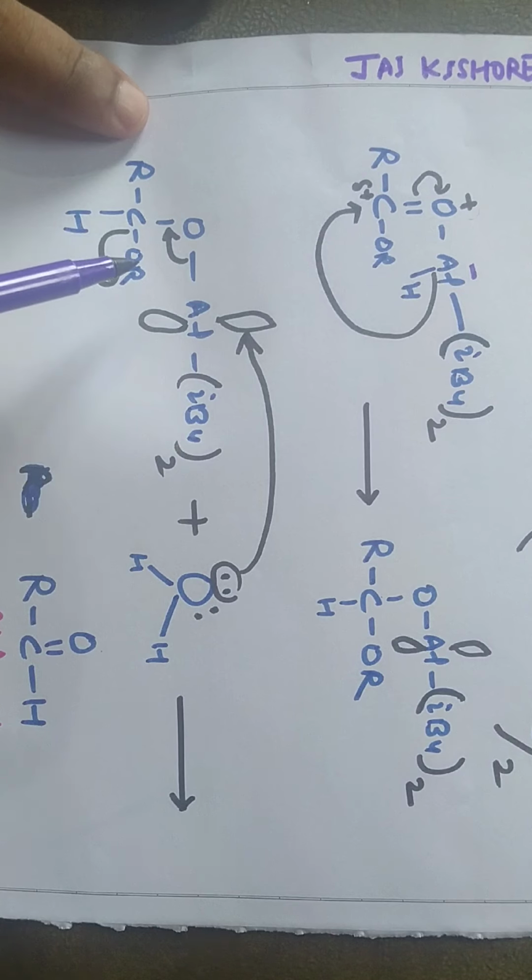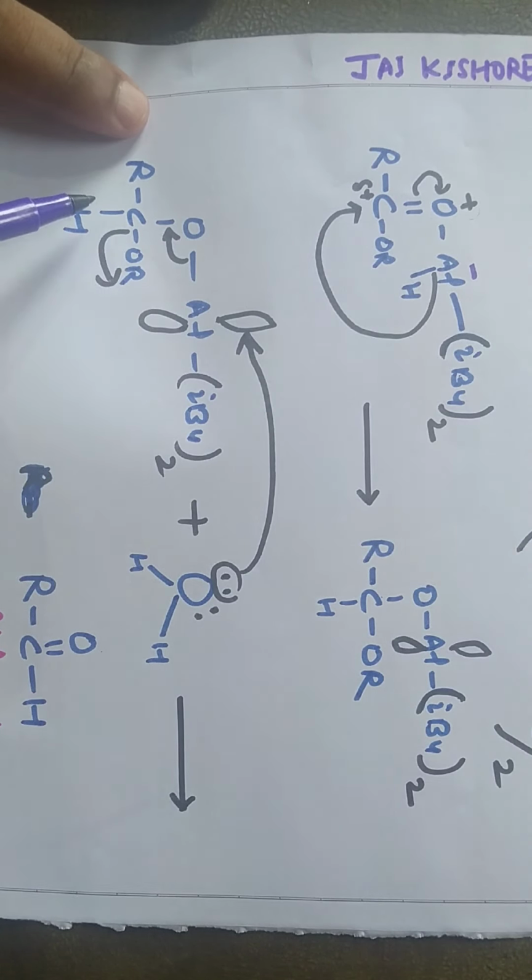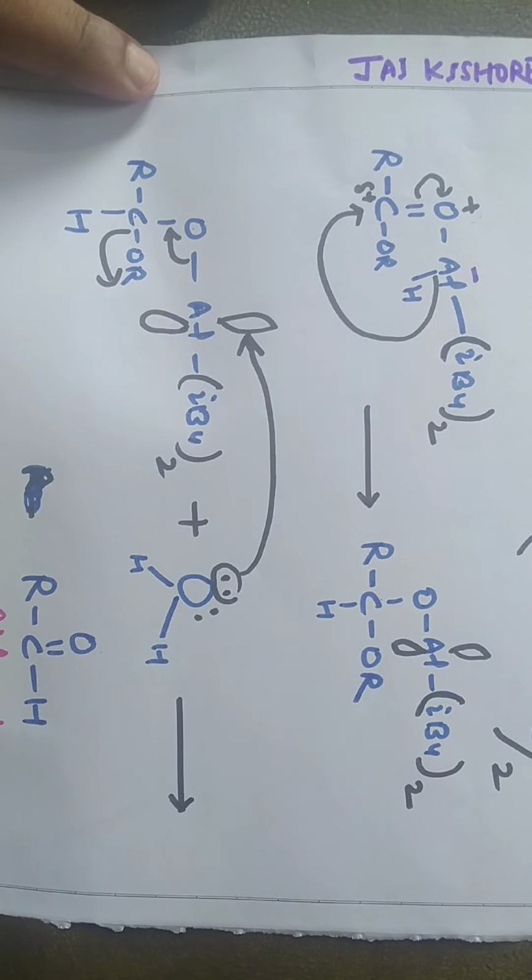So ultimately, these bonds are broken, and an aldehyde is formed, R-C double bond O and H. You can see that an aldehyde is formed. Now we have prepared an aldehyde from an ester.